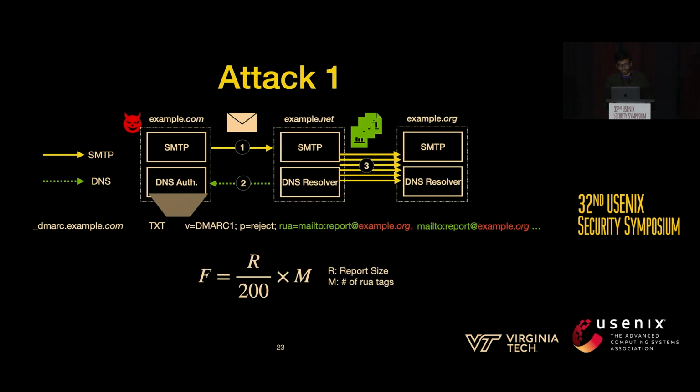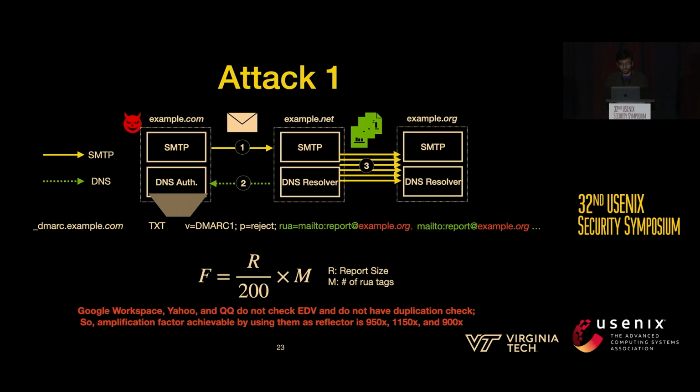The formula for the amplification factor is this, where R is the report size that the victim received. 200 is basically an approximate number of bytes required to send a short email from com to net to invoke this attack. And as you can infer from the previous slide, Google Workspace, Yahoo, and QQ, these three providers, do not have an EDV check and do not have a duplication check, but they support DMARC reporting. So we can actually use them as a reflector to launch an attack with an amplification factor of 1,000 times.